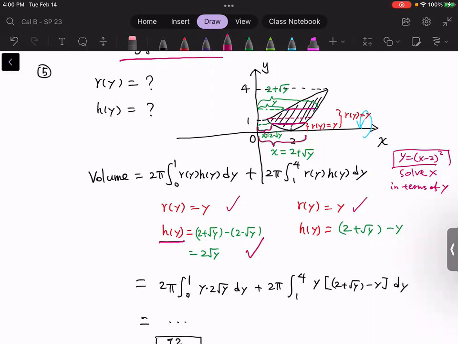Now the second case, for y between 1 and 4, the height will be the difference between this, 2 plus square root of y minus y, because this time the height just depends on the x coordinate. But this x coordinate is exactly y, because this straight line is y = x. So that's why we have a height function like this.